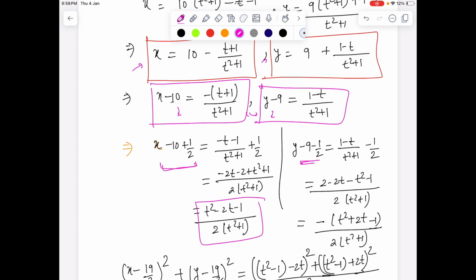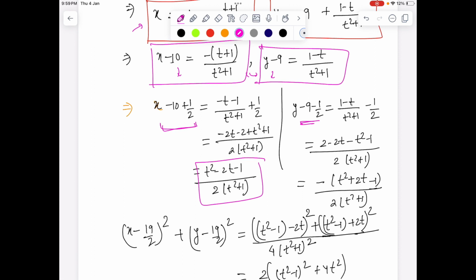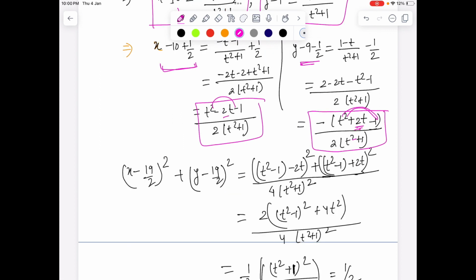Similarly, if we take away half from y minus 9, you'll get y minus 19 by 2, and that gives, upon simple calculation, minus (t square plus 2t minus 1) by 2 times (t square plus 1). So it feels like t square minus 1 minus 2t and t square minus 1 plus 2t are kind of conjugates, since (a plus b) whole square minus 4ab is (a minus b) whole square. So keeping that in mind, I was motivated to square both expressions.